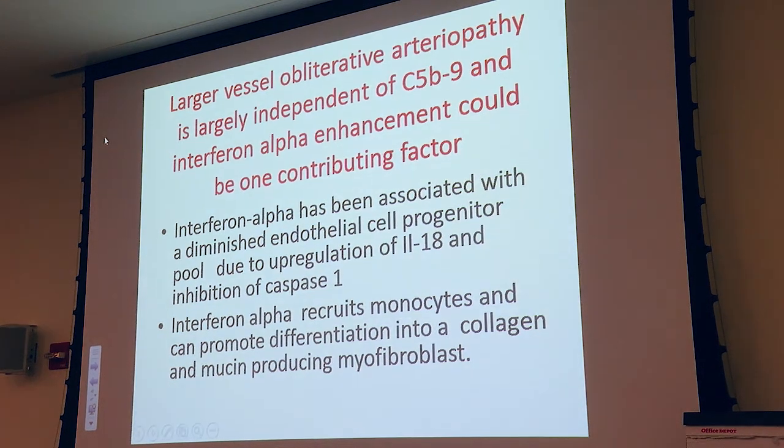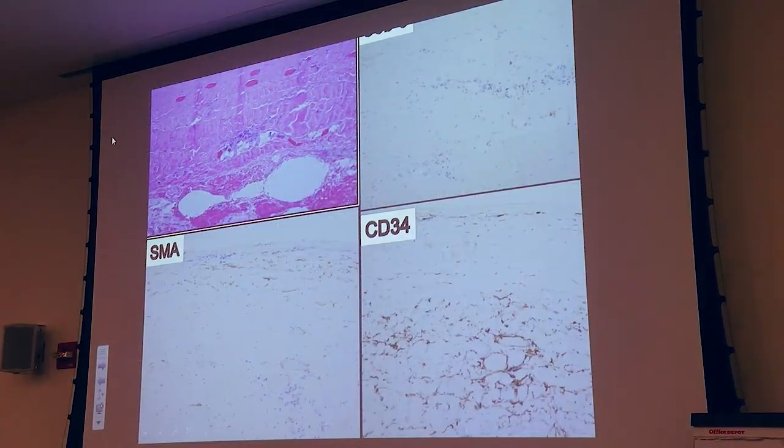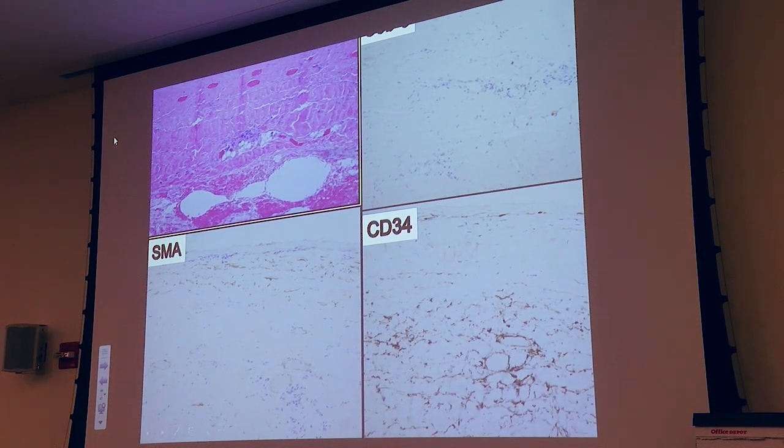be a contributing factor. Interferon alpha has been associated with a diminished endothelial cell progenitor pool. It can also recruit monocytes into the intima and induce that transdifferentiation into a myofibroblast.